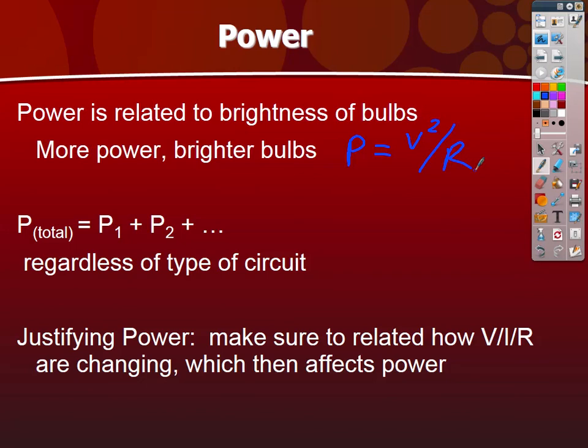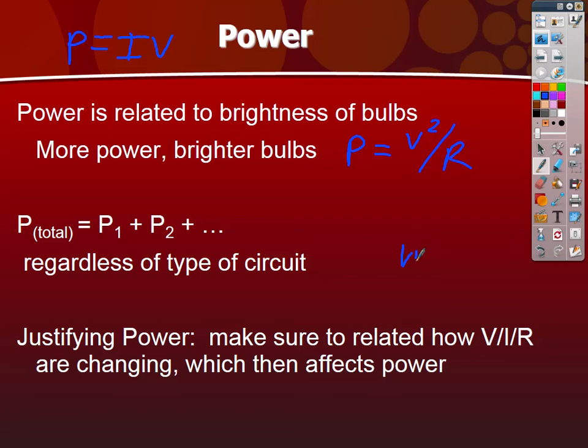Instead of P, I know a number of students will ignore me and just go with P equals IV. I'm going to tell you, P equals IV requires you to say more and explain more than P equals V squared over R to get the same answer. Okay? So, let's think about it.